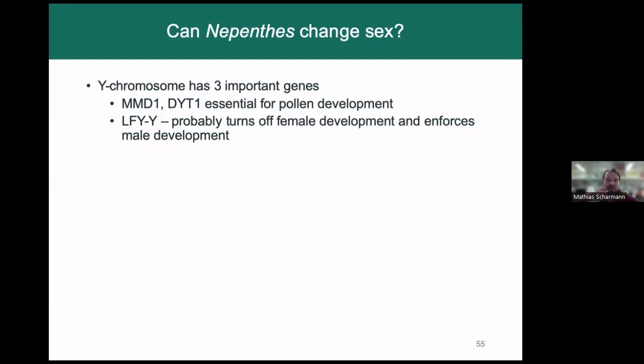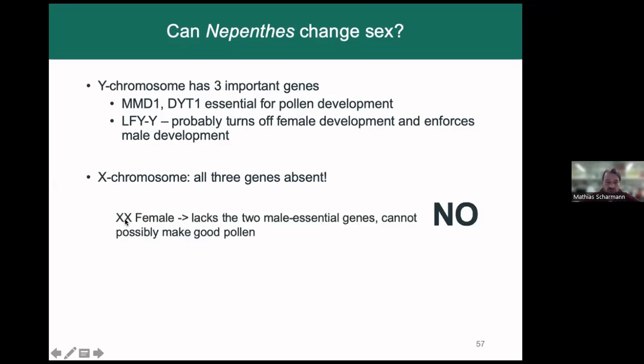So this found out that the Y chromosome has these 3 important genes on it, 2 of which are essential for pollen development. And the 3rd one probably turns off the female development and enforces that the flower becomes wholly male. So that means the X chromosomes don't have any of these 3 genes, and therefore females lack the 2 genes that are essential for pollen production. And so I think there is no hope that a genetic female can ever make good pollen.